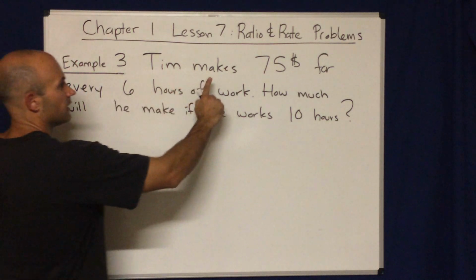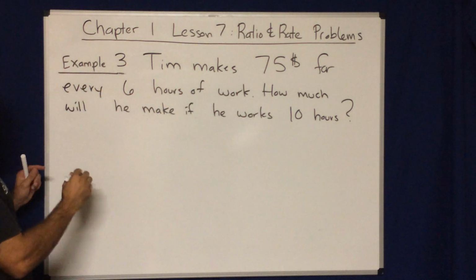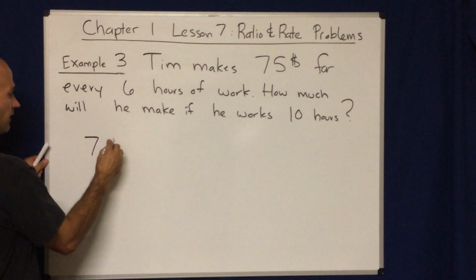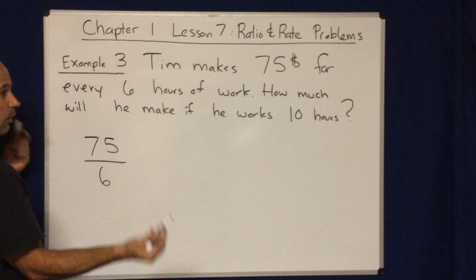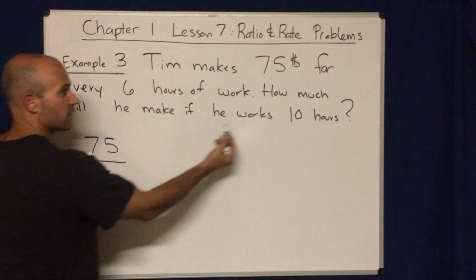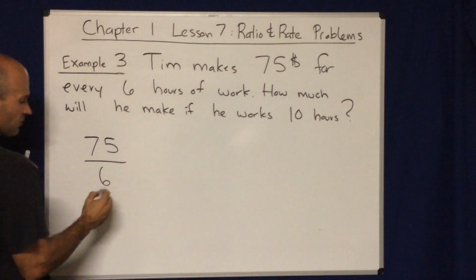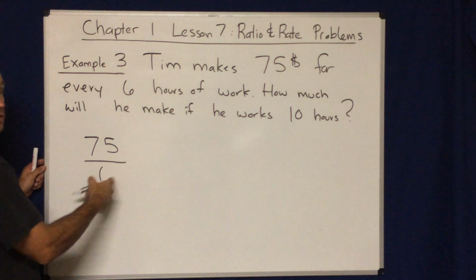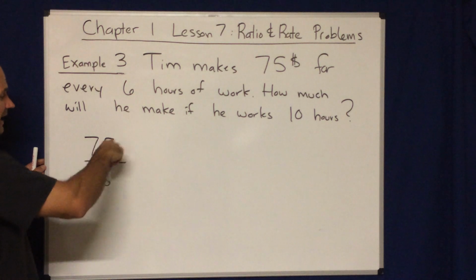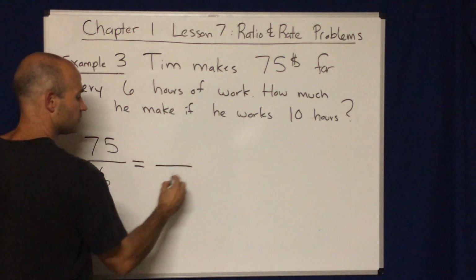All right, so we know that Tim makes $75 for every 6 hours of work. So that's going to be our ratio here. $75 for every 6 hours of work. I want to know, how much will Tim make if he works 10 hours? So here 6 hours is in my denominator, so hours are my denominators, and dollar amounts are my numerators. So I correspond the 6 to a 10.